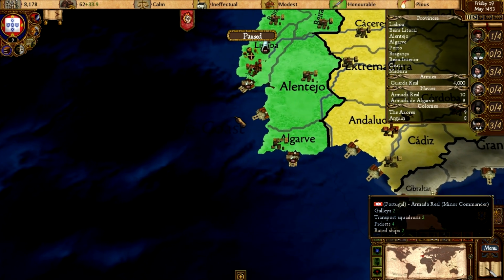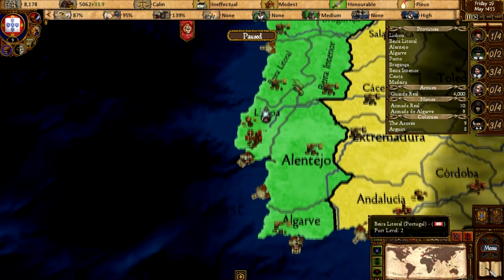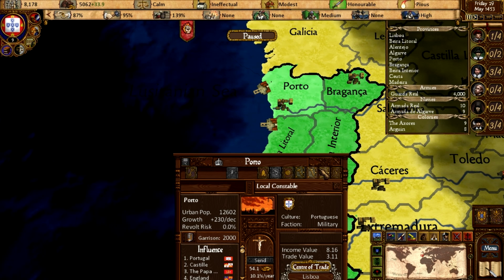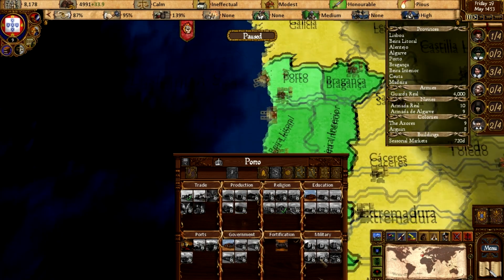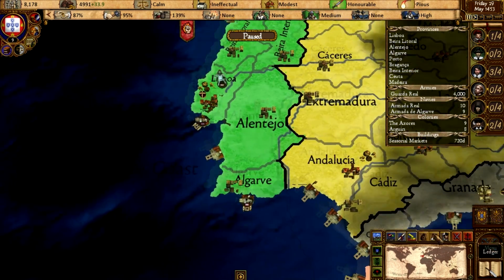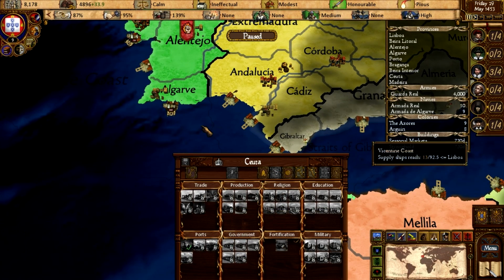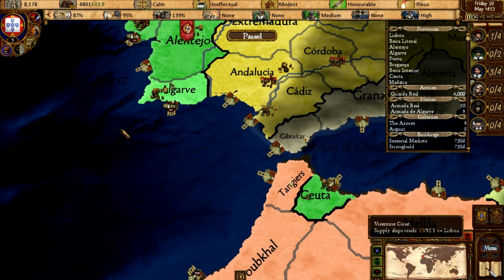I'm going to give myself some cash because I want to show you some things around, and because time is short, I'm going to make the best of it. So I'm starting to build a few more buildings. For example, here in Porto, I'm going to build a trade building. This will increase the trade value of the province. And here in Ceuta, I'm going to build a fortification, both to protect against rebels and against the Moors. Finally, in Algarve, I want a port. I want to expand my port.